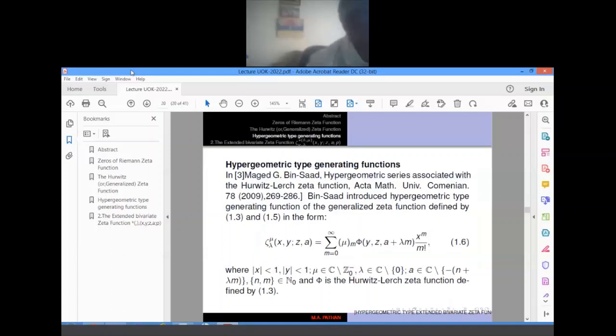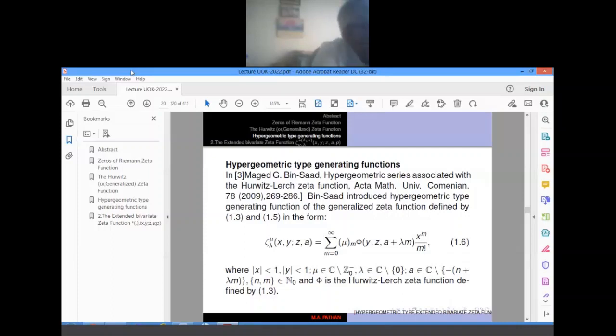Now we come to the main part of our lecture, that how Hurwitz-type generating functions can be obtained for this Riemann zeta function. And for that purpose, I consider first of all a paper of one of my students, Majid bin Saad. This paper was published in the year 2009, and in this paper, the author introduced hypergeometric functions of the generalized zeta function, which is defined by zeta_{lambda,mu}(x,y,z,a) equal to the right hand side.